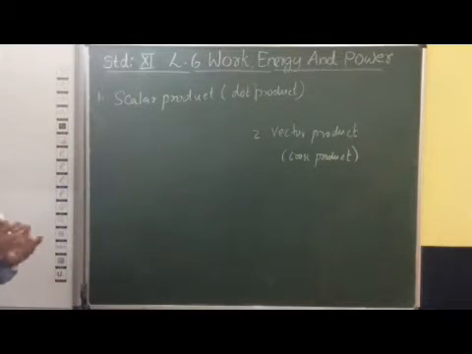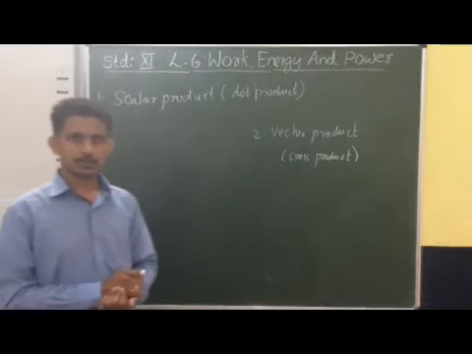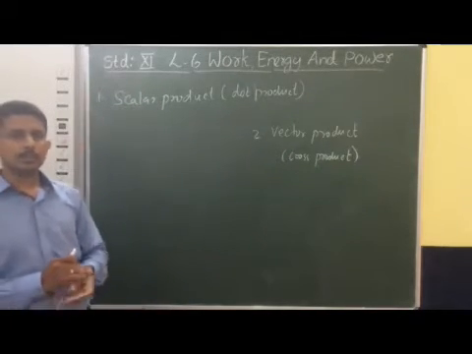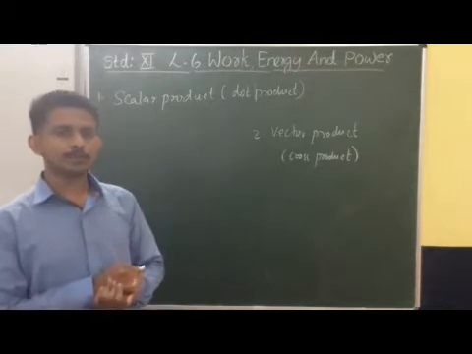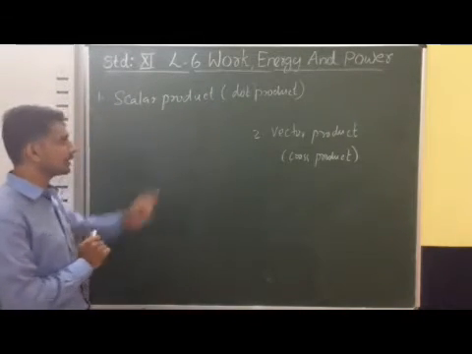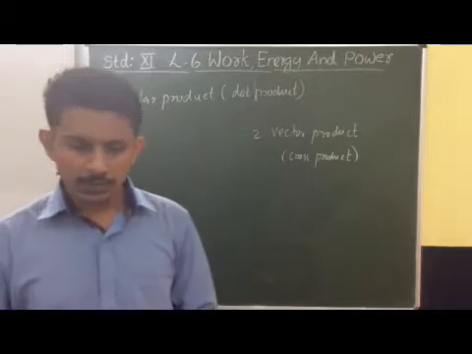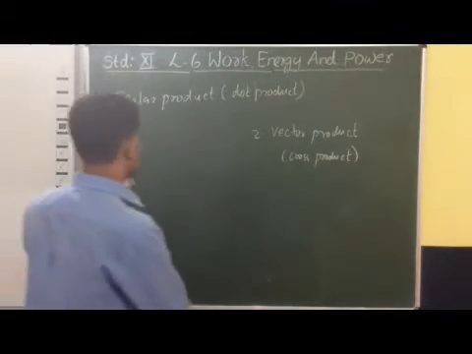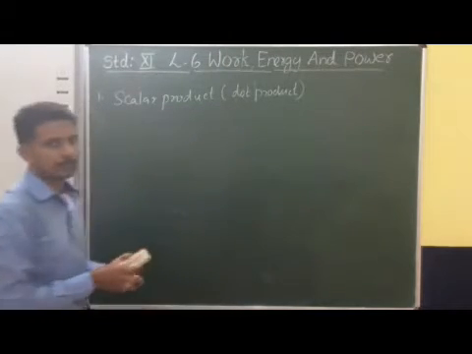So here our discussion is based on the scalar product of two vectors, scalar product or dot product. It means that when we are multiplying two vectors, the result is a scalar quantity. That is the meaning of a scalar product or dot product of two vectors. So first we are going to discuss the case of the scalar product of vectors.